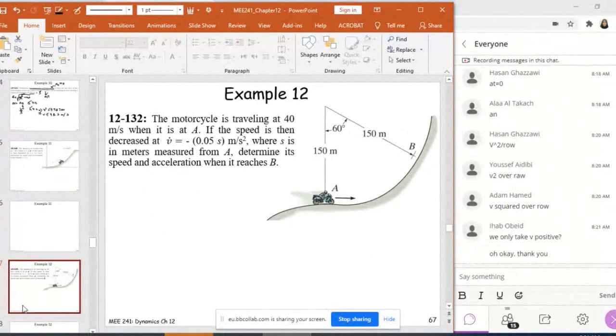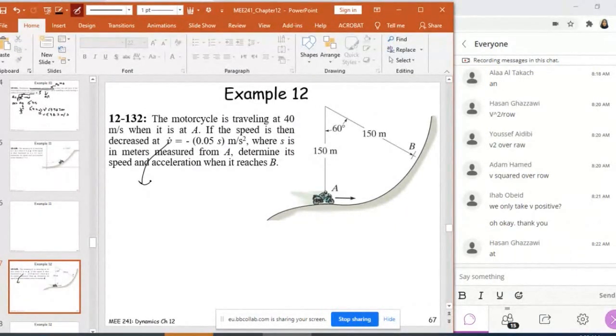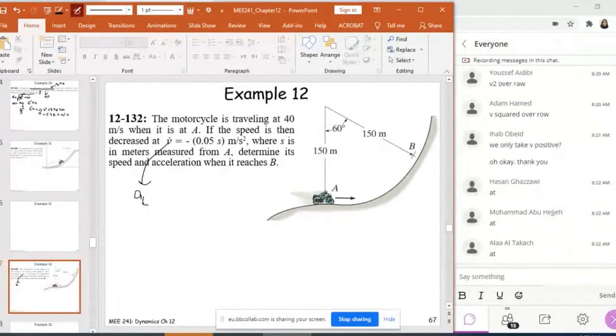Example 12, the motorcycle is traveling at 40 meters per second. So this is the motorcycle at point A. It's traveling at 40 meters per second. If the speed is then decreased, so I have a decrease in the speed so that v dot is equal to minus 0.05 s. What is v dot, guys? Is this AT or AN? Yes, Hassan, this is AT because it stands for the variation of the speed.